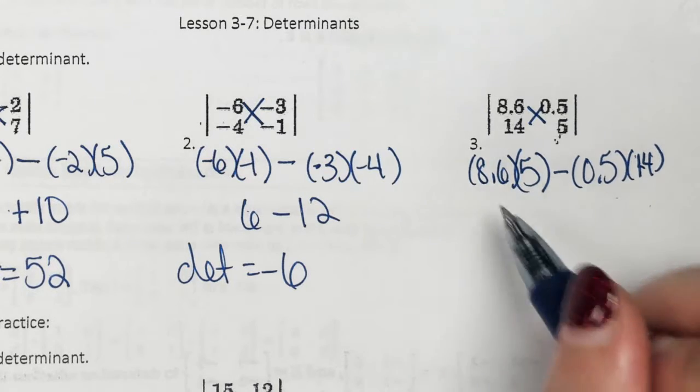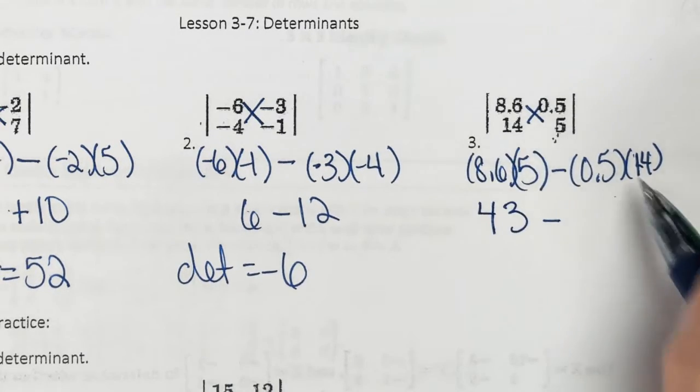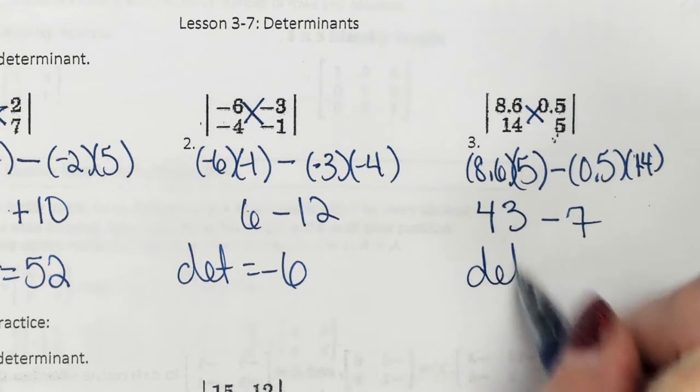All right, 8.6 times 5. How much is that? 43? Yep. Minus 7. Perfect. 36.